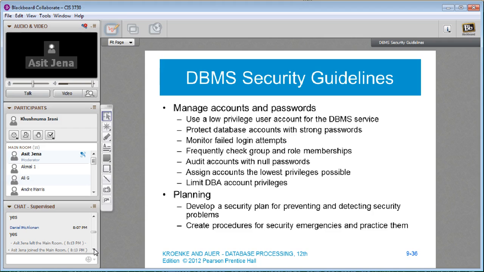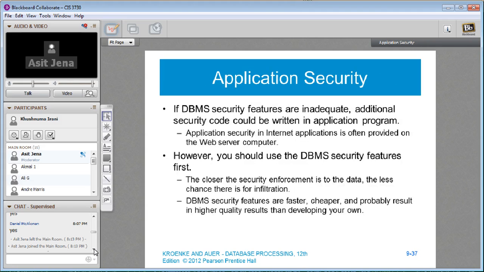Protect database accounts with strong passwords, like a password which has a capital letter, a numeric character, maybe 8 characters long. Those kinds of things. Monitor failed login attempts. Frequently check groups and roles and role membership, audit accounts with null passwords, assign accounts the lowest privilege possible, and limit DBA account privileges. Again, these are the things that a DBA does, and I'm not really going to ask you about them exactly.